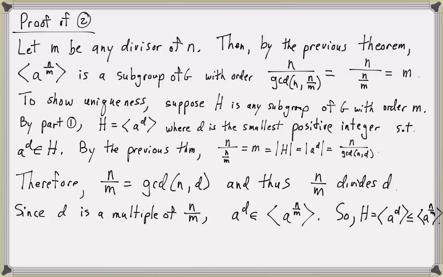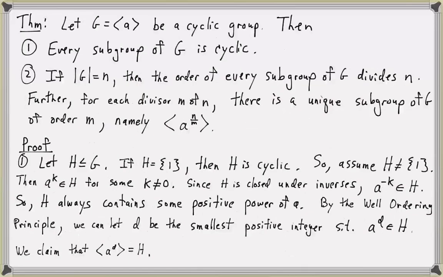Well, these groups have the same order M, but the order of H is M, which is also equal to the order of the cyclic subgroup generated by A to the N over M. So therefore, these sets must be equal. Therefore, H must equal the cyclic subgroup generated by A to the N over M. So this finishes the theorem. We've just shown that every subgroup of G is cyclic. Moreover, for any integer dividing M, there's a unique subgroup of G of order M, namely the cyclic subgroup generated by A to the N over M.